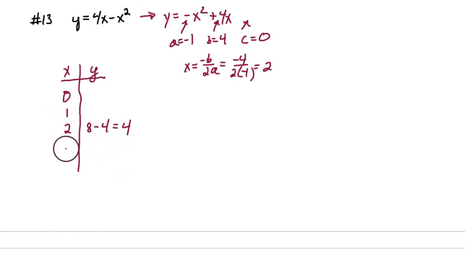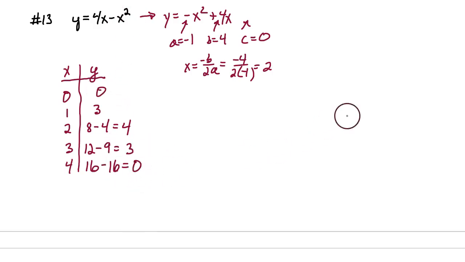Then choose numbers to the left and to the right. Okay, I'm going to plug in 3. 4 times 3 is 12, and 3 squared is 9. This makes 3, and so will this. Now I'm going to plug in 4. 4 times 4 is 16, and 4 squared is 16. This makes 0, and so will this.